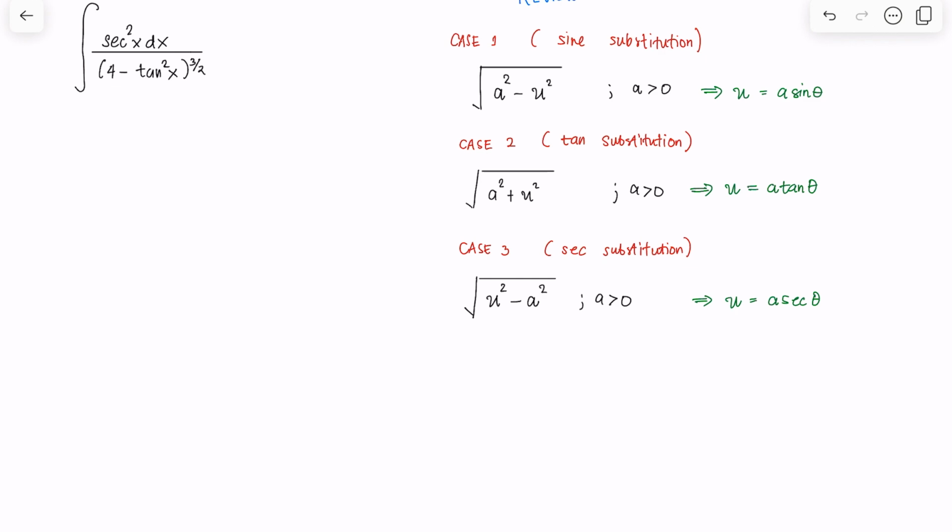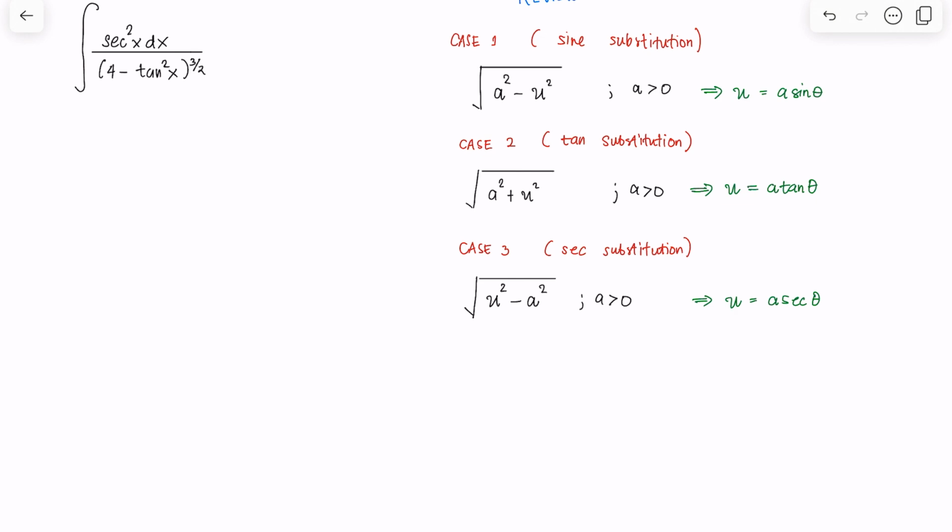So the first thing that we are going to do is see the resemblance of the given integral to each of these three possible forms. Once you understand the form of the given integral and classify it into case 1, case 2, or case 3, you'll know how to proceed with trigonometric substitution.